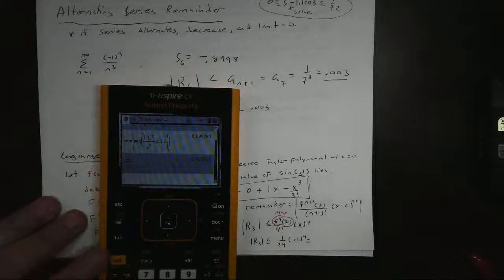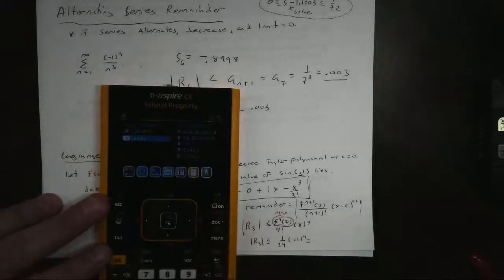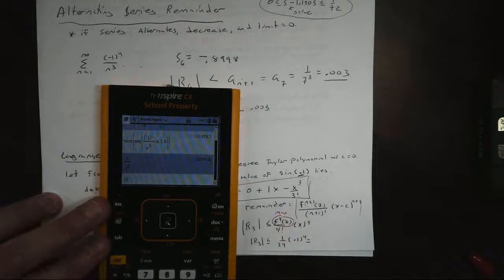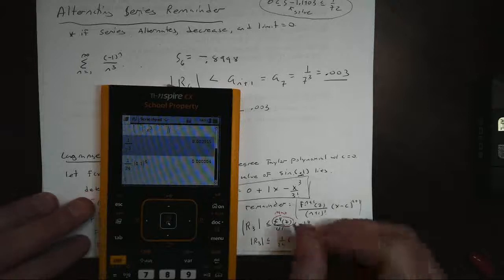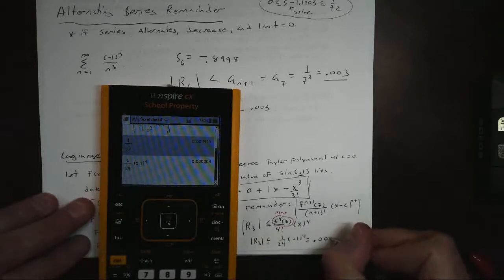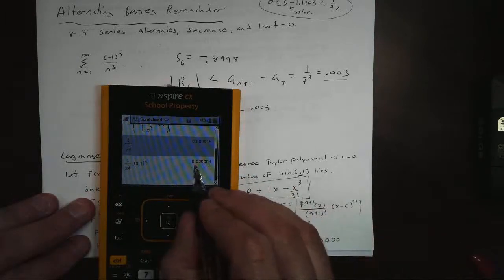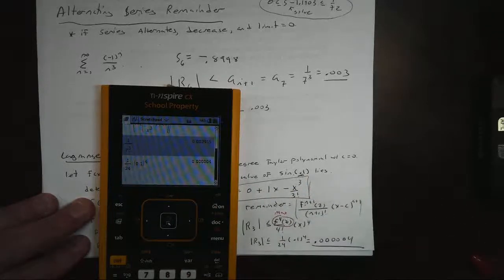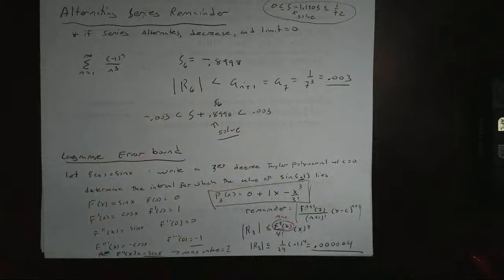My calculator, here we go. 1 divided by 24 times 0.1 to the fourth. And I get, wow, look how accurate that is. 0.00001. How many zeros? 1, 2, 3, 4, 5, 4. So there's how accurate that term is going to be. Right there. That's how accurate we are going to be when we try to approximate sine of 0.1.